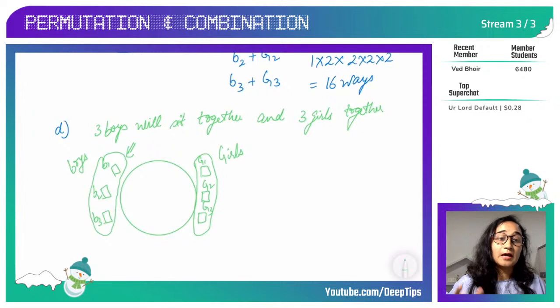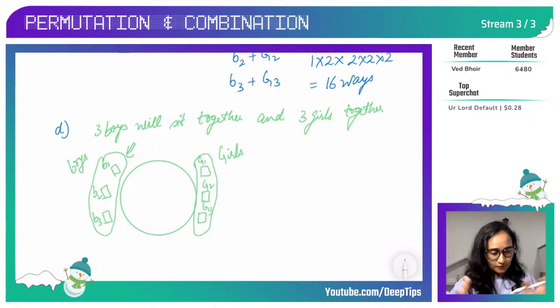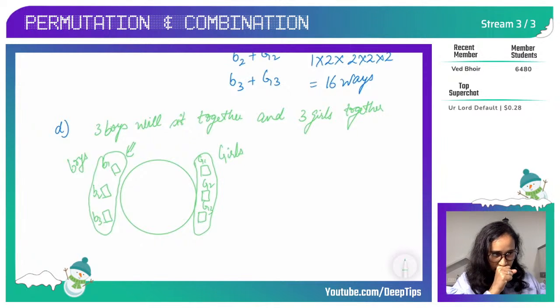You must be wondering, ma'am is taking boys always first. So if girls come first, then they can always take whichever place they want to. So here boys take the first place. So they have how many ways? If I fix the place for boys, there is only one way for them to sit.